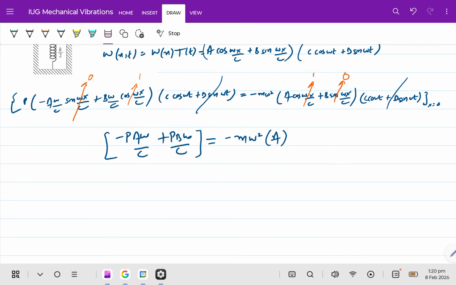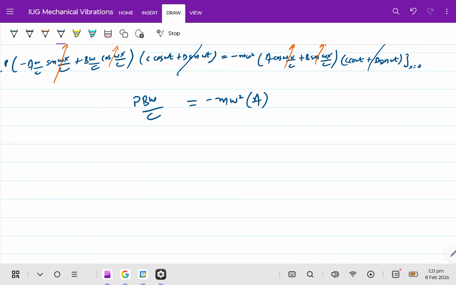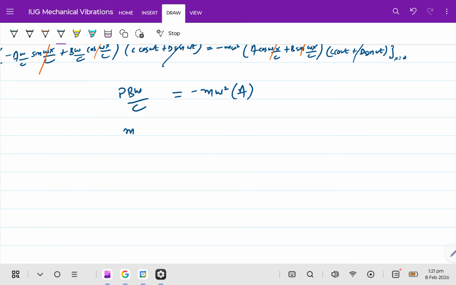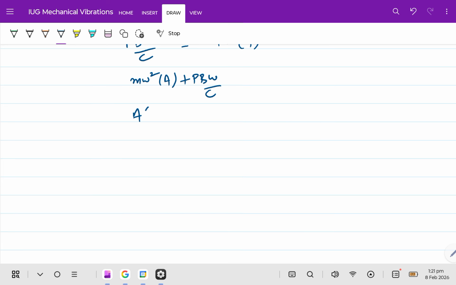Again, this is supposed to be, that is 0, so there's no a omega c. So it is pb omega c. I apologize for the confusion. Now we are on track. M omega square into a plus pb omega over c. So you can write it as a into m omega square plus b into p omega over c. So that's what you have.